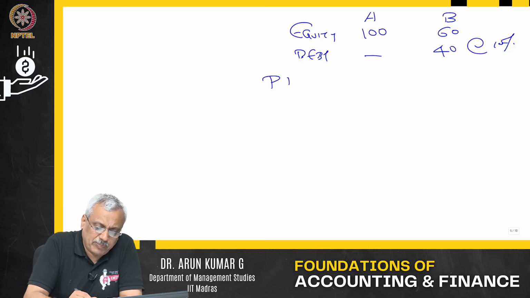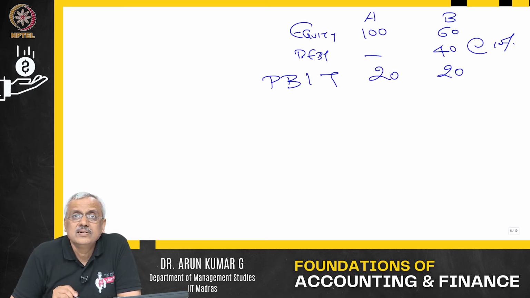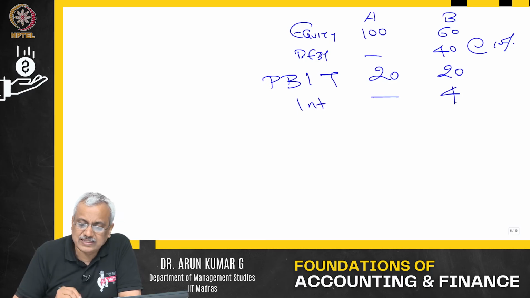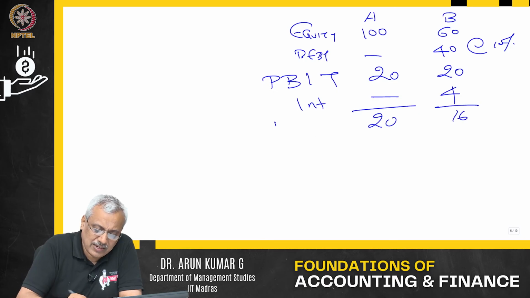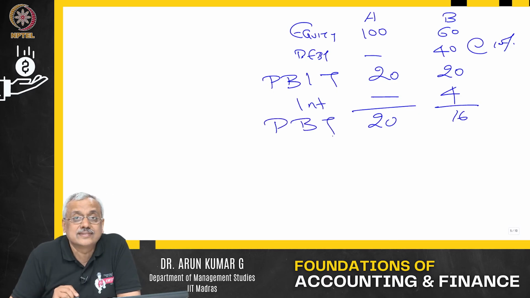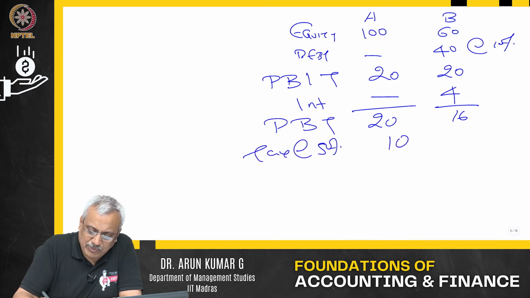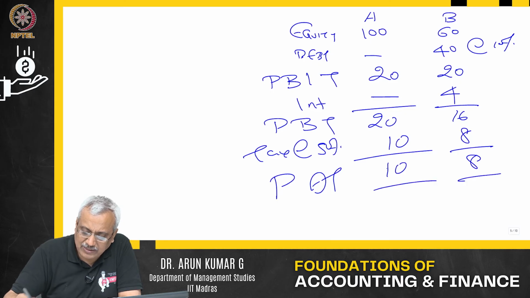Now, let us not take depreciation; my profit before interest and tax is $20 for both. And my interest component in this case is 0, in this case is $4 because of 10%. So, what happens? $20 out here, $16 out here, that is PBT, profit before tax. Assume my tax is at 50%, so $10 goes, $8 goes out here, and then my profit after tax or net income is $10 and $8 here.